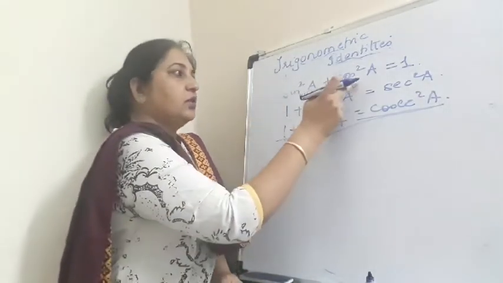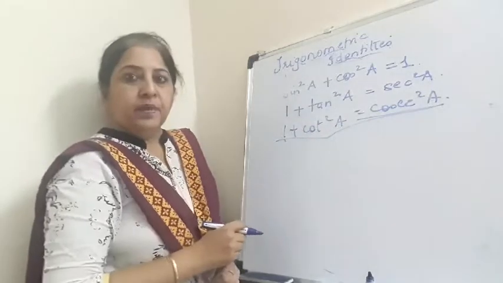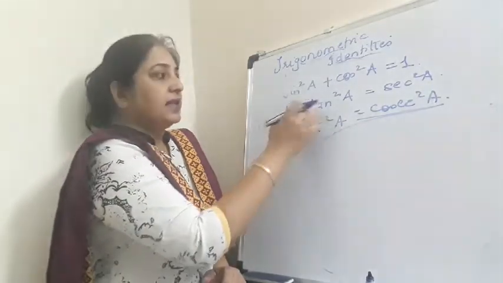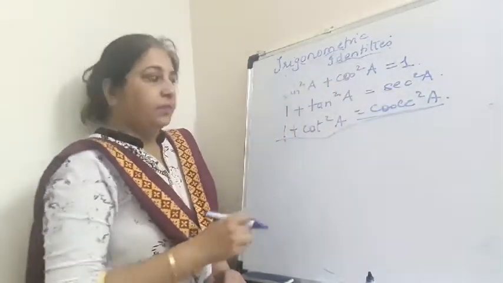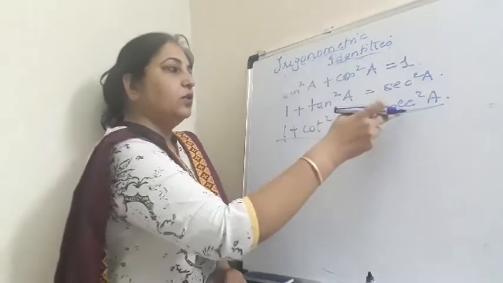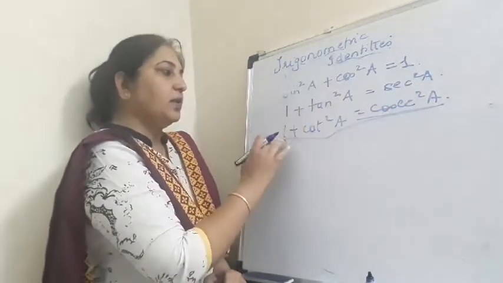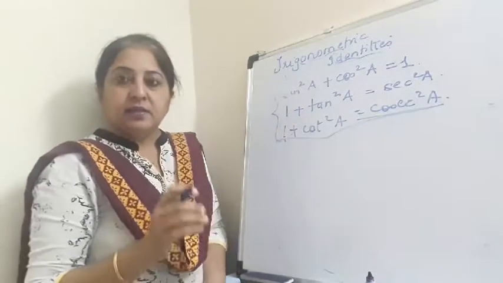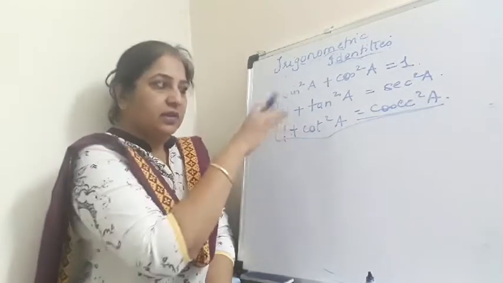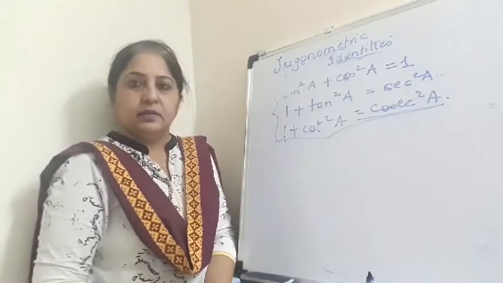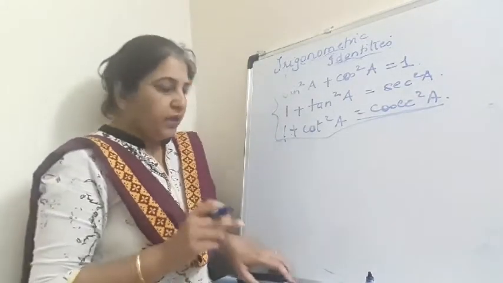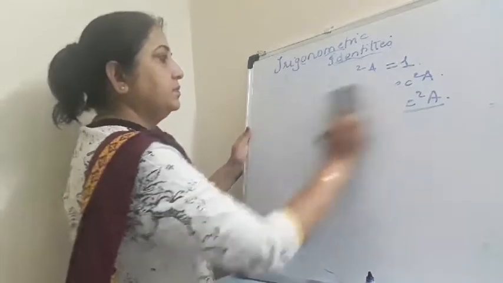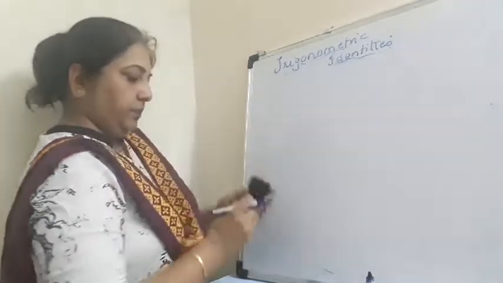Sine square A plus cos square A is equal to 1. Then 1 plus tan square A is equal to sec square A, and 1 plus cot square A is equal to cosec square A, or cot square A plus 1 is equal to cosec square A. So you have to learn these three identities. And exercise 8.4 is based on these three identities, right? Now let us see the derivation of this.